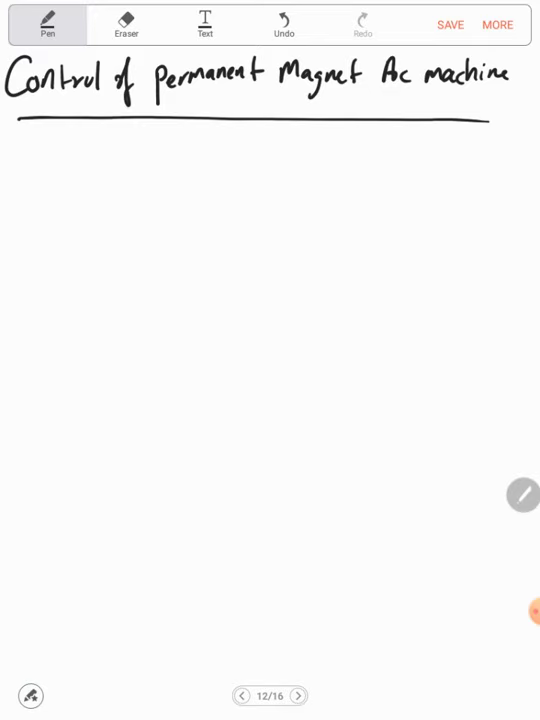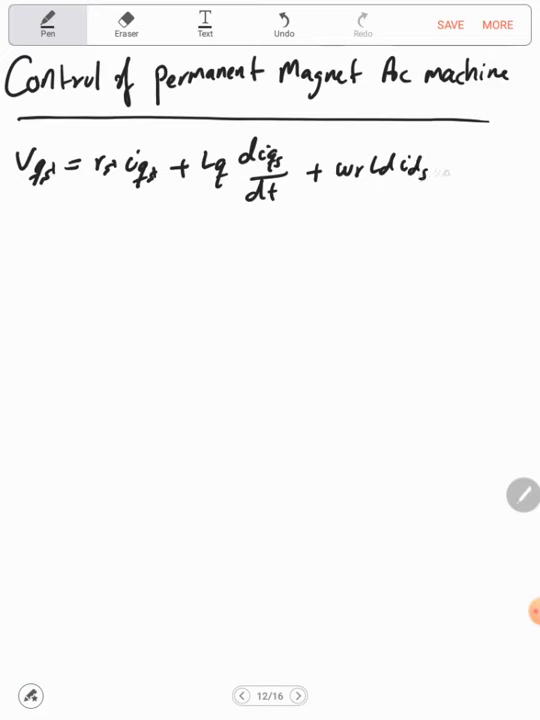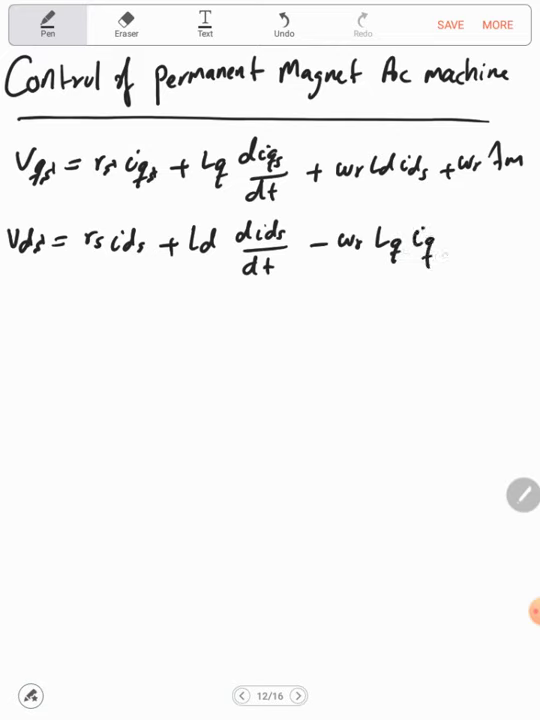So today we'll continue with the control of the permanent magnet AC machine, or the permanent magnet synchronous machine. Last time we found the voltage equation in the rotor reference frame, the QD rotor reference frame, and here if I recall it, VQS equals RS IQS plus LQ dIQS by dt plus omega r LD IDS plus omega r lambda, and VDS was equal to RS IDS plus LD dIDS by dt minus omega r LQ IQS.